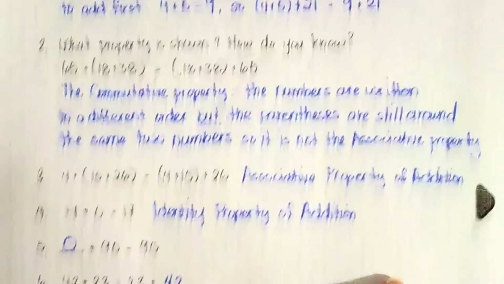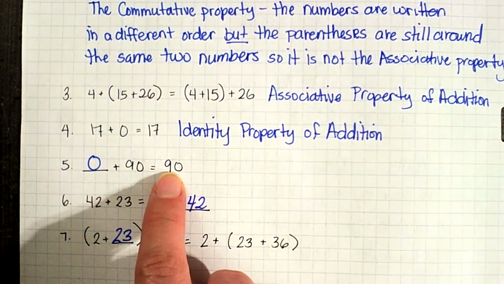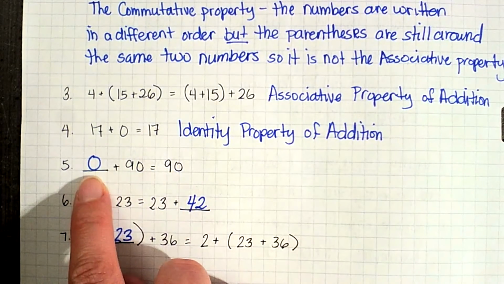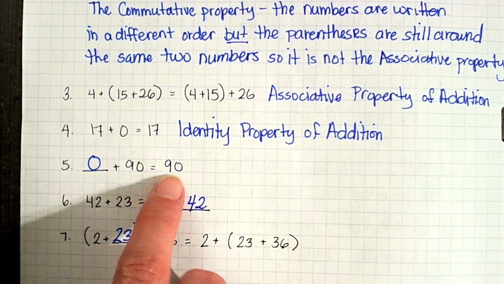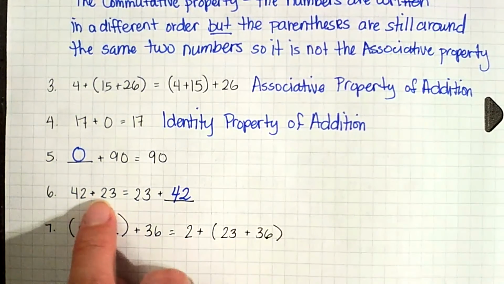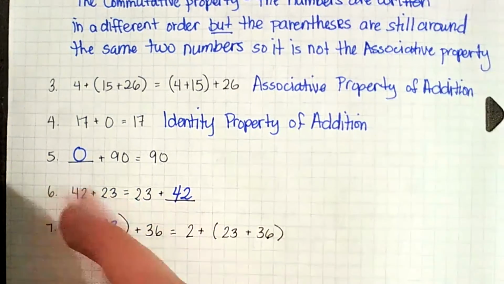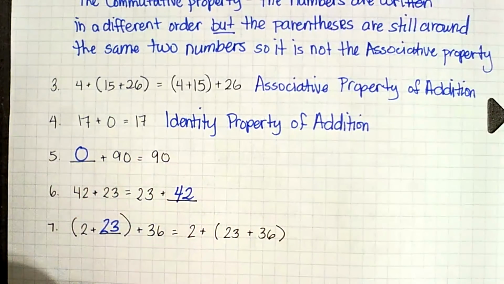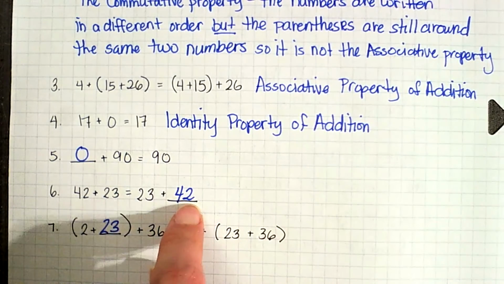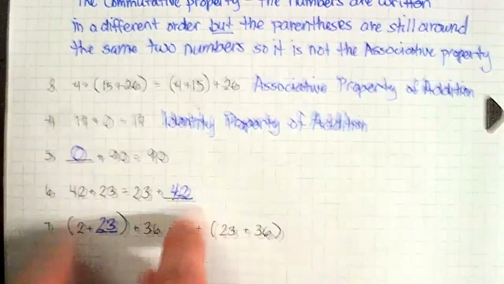Now for the next few, it asks you to fill in the missing numbers. Something plus 90 equals 90, so we know that's got to be 0. 0 plus 90 is equal to 90. For number 6, they said 42 plus 23 is equal to 23 plus what number? So we know this is the commutative property, so we're just flipping the order of our numbers. So our missing number here is 42. The 23s match up, the 42s match up.